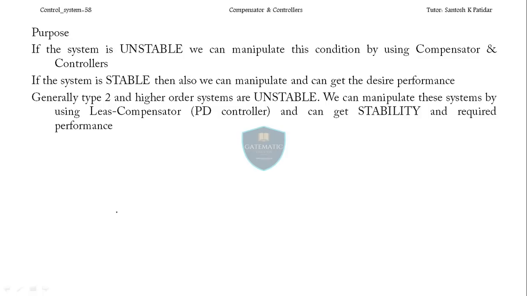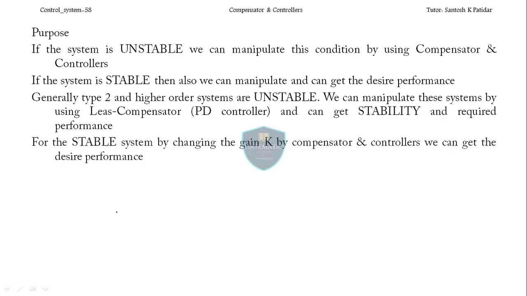So here I'll use the lead compensator. Later we are going to discuss the lead compensator, don't worry about this. So we can get the stability. See, second type or higher systems are unstable in general. How we will manipulate that and make it a stable system, later we'll discuss. And the next point is, for a stable system, by changing the gain K by compensator and controller, we can get the desired performance. So we have the gain K in the stable system, and on the gain K there are so many things which depend, like zeta.